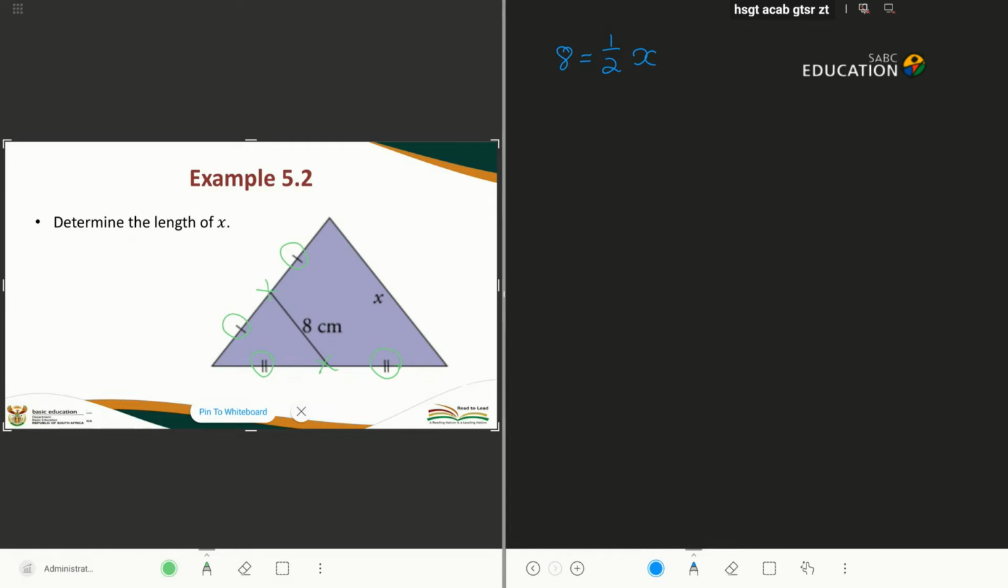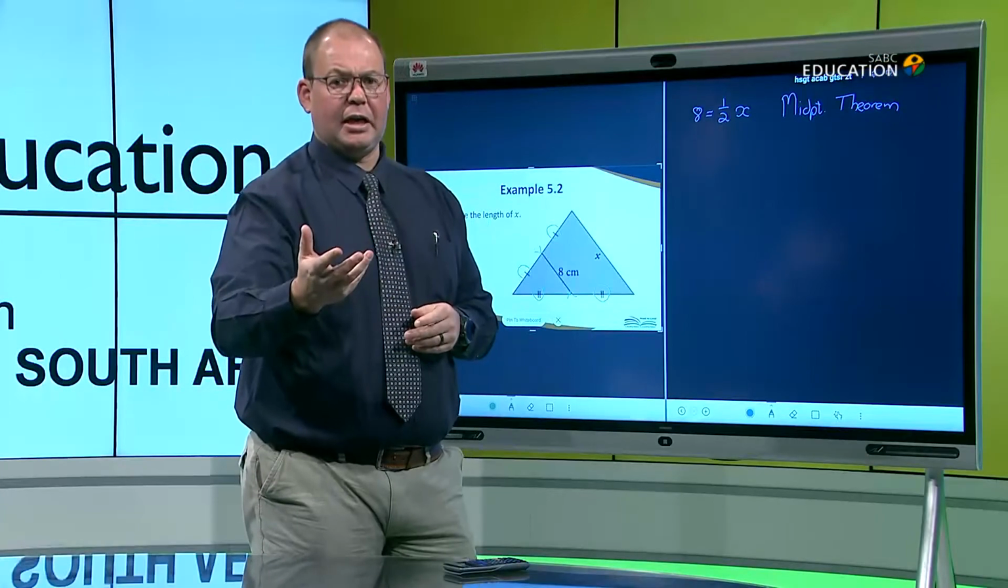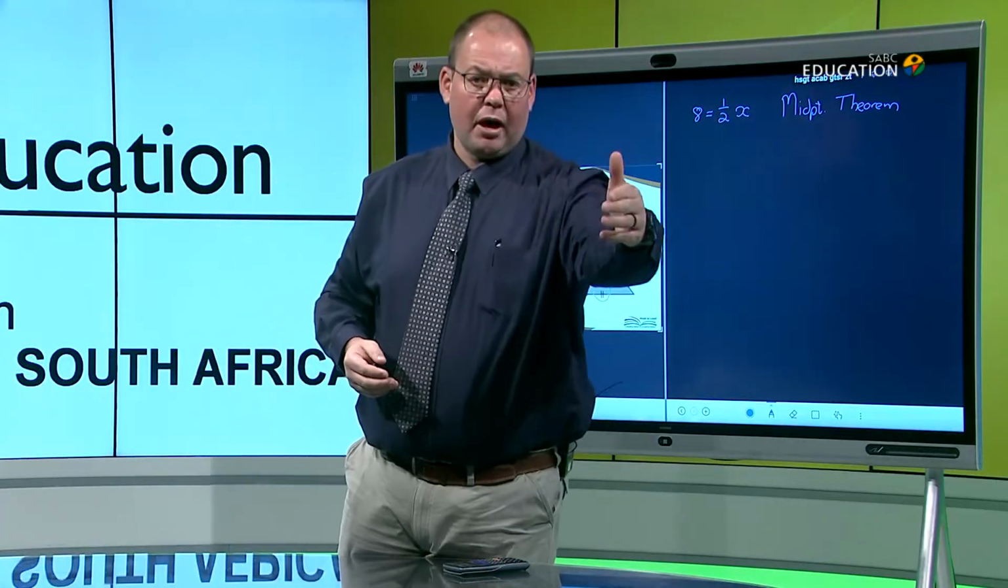And now your reason will be the midpoint theorem. But if you don't write the midpoint theorem, you will be losing marks. All right. So please remember, with Euclidean geometry, when you do a statement, also supply your reason. Obviously, unless the question states without giving reasons.